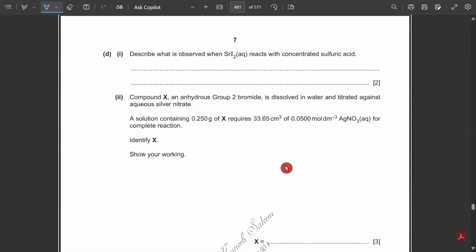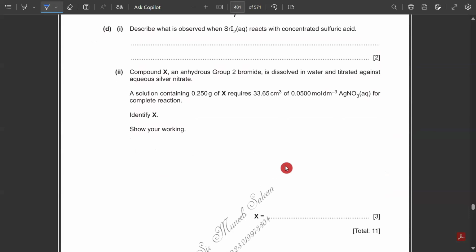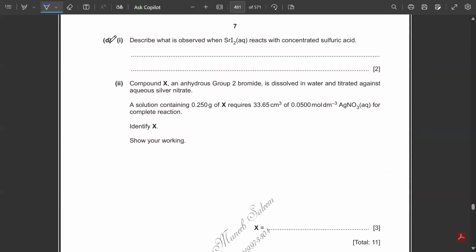Now, next question from the same paper, D part 2. Compound X, an anhydrous group 2 bromide, is dissolved in water and titrated against aqueous silver nitrate. The solution containing 0.250 gram of X requires 33.65 cm3 of this much concentration of the reagent for complete reaction. Identify X. Show your working.